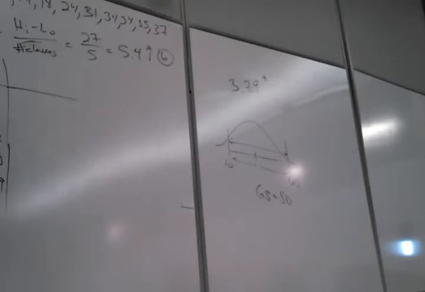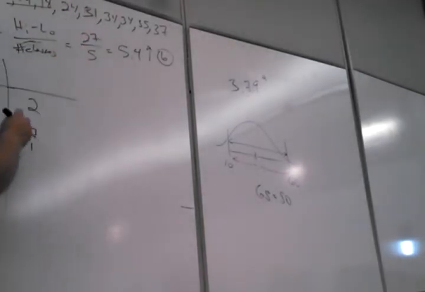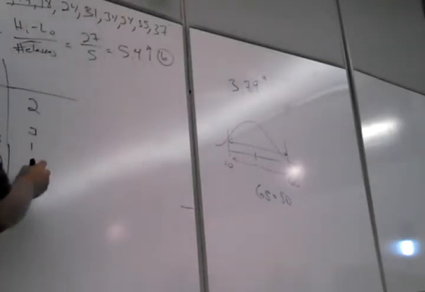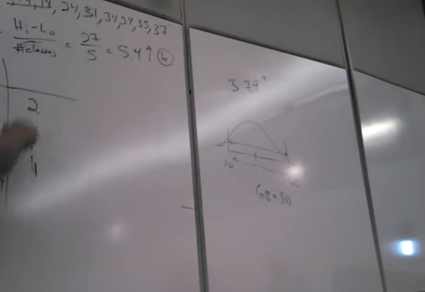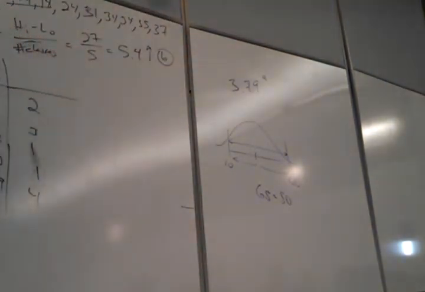So real quick, how many are from 10 to 15? 2. 16 to 21? 3. 22 to 27? 1. 28 to 33? 1. 34 to 39? 4. So is this a normal distribution? Hell no. Quick little check: 5, 6, 7, 11. And there are 1, 2, 3, 4, 5, 6, 7, 8, 9, 10. Thank God.